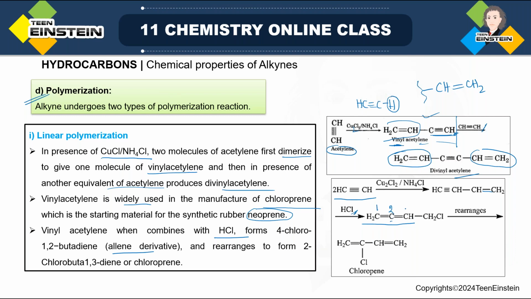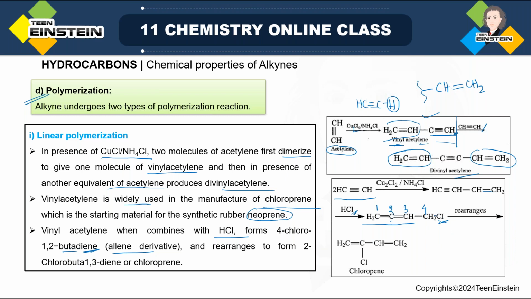The parent chain has a total of 4 carbons, 3 and 4. At the one position and two position you have double bonds, and that is why the name ends with diene. Their positions are 1, 2. The parent chain is but, 4 carbon, and at the 4th position there is chloro. So that is why the name is 4-chloro-1,2-butadiene. And this is also an allene type of derivative. But it will not stay at this position. Ultimately there will be rearrangement.